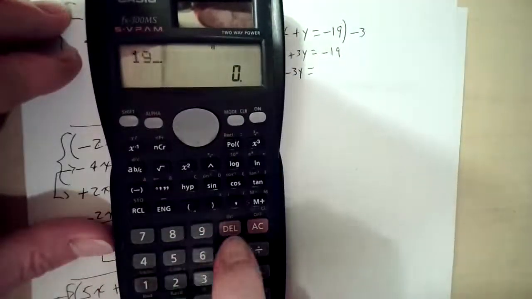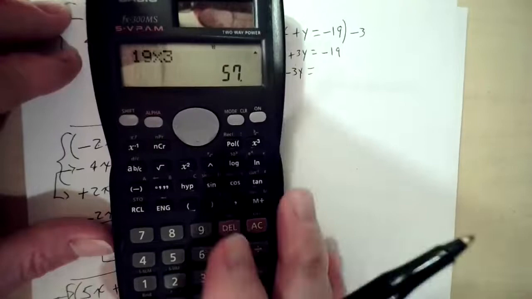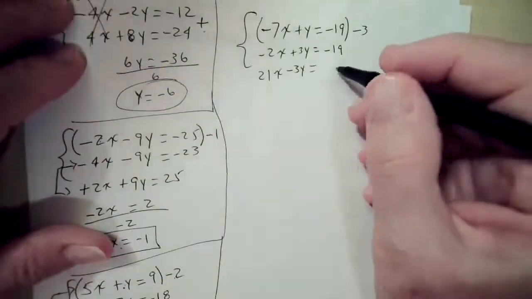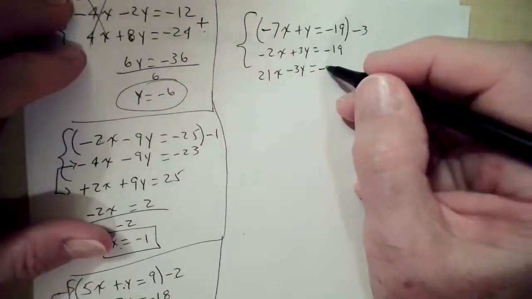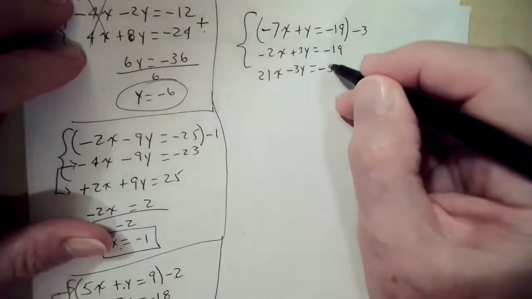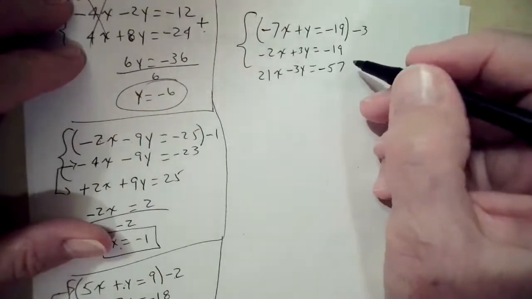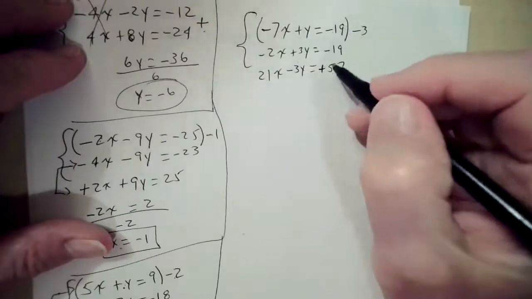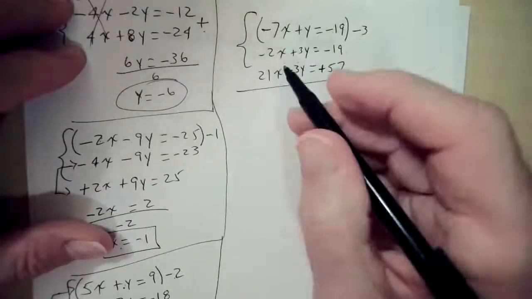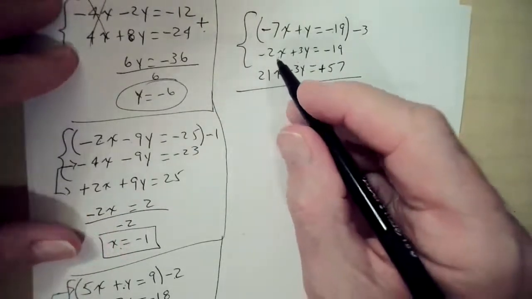I can't do it. 19 times 3. Yeah, 57. Okay, negative 3 times negative 19 is negative. Now I've already forgotten. What was it, 57? No, it's going to be positive 57. Negative times a negative is a positive.